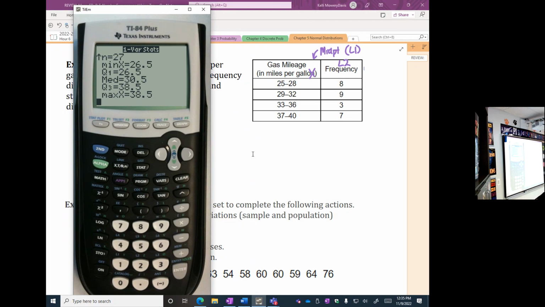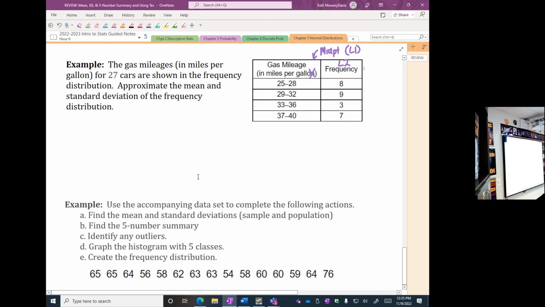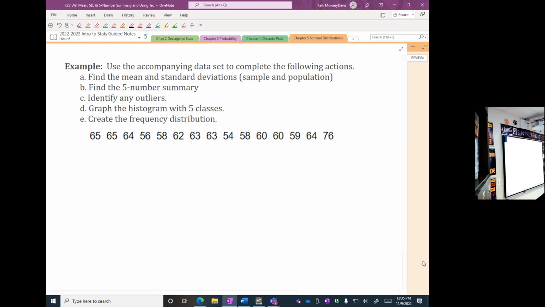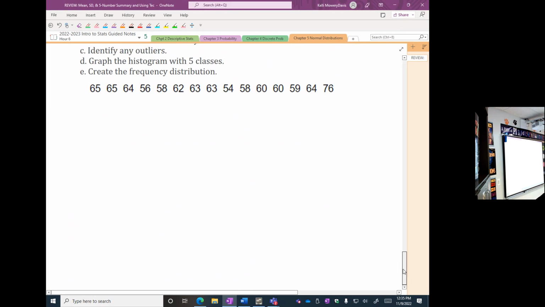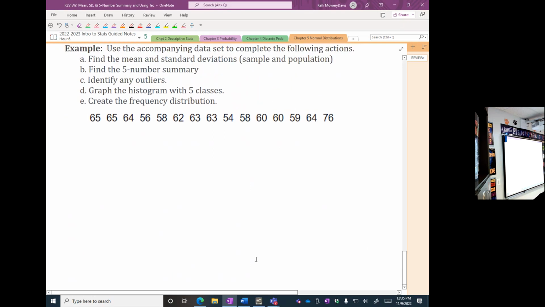The next example is the big one. It has everything. Lots of practice here. All right. So this is just a data set, and we're going to do a lot of things. First thing we're going to do is find the mean, the standard deviation, and the 5-number summary. A and B can all be done with one command, and that's one variable stats, but we've got to get this into L1.